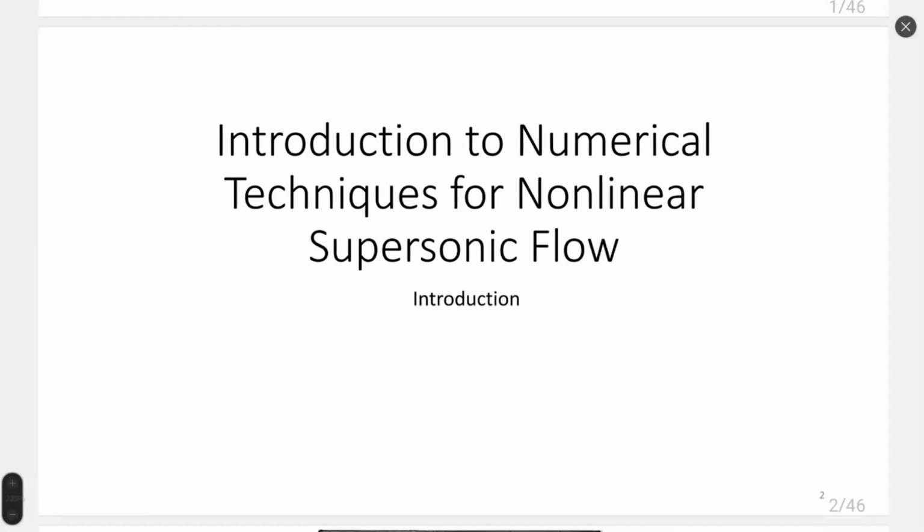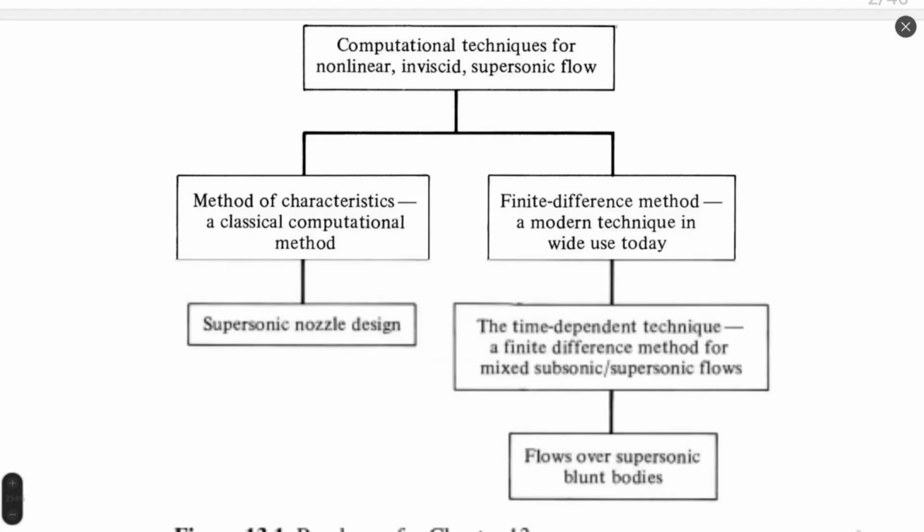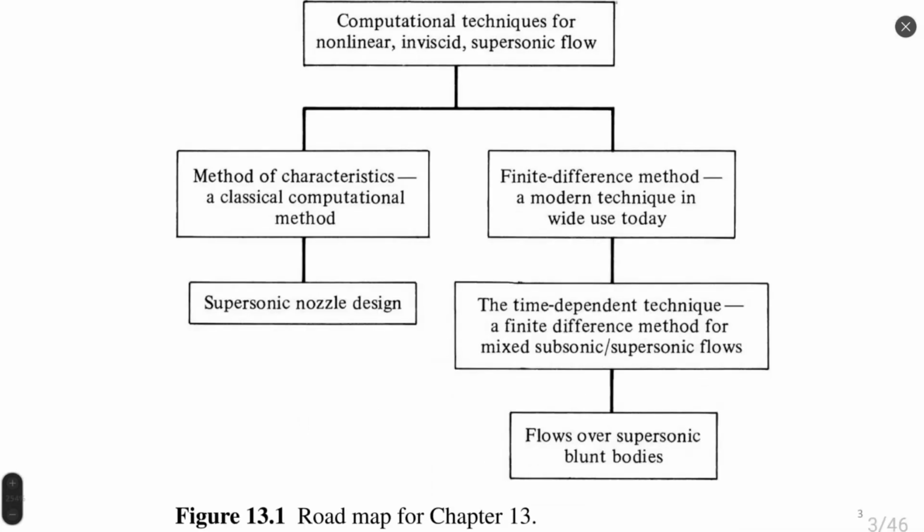Today I would like to talk about chapter 13 of gas dynamics, which is devoted to numerical techniques for supersonic flow. We have discussion about two main topics. They are the method of characteristics, a classical computational method, which leads us to supersonic nozzle design, profiling of supersonic nozzle. And the second method, a finite difference method, which is modern CFD computation today. These two methods are totally different because they involve different computational models and different approaches, but they also have something in common. This is why they are inside the same chapter, chapter 13.